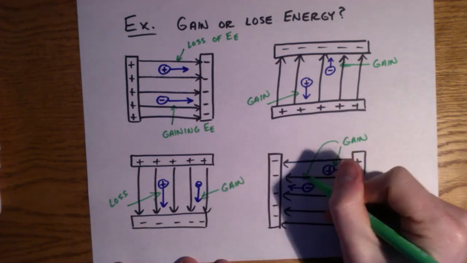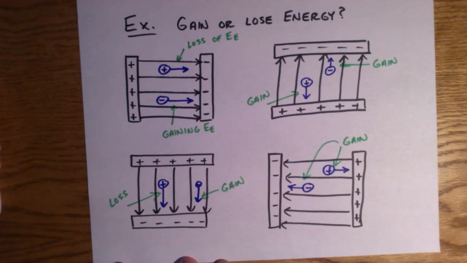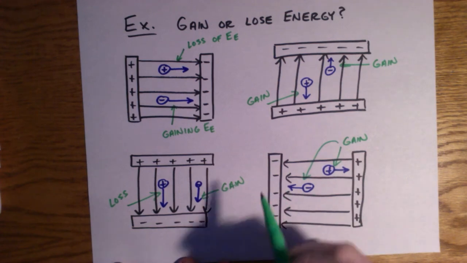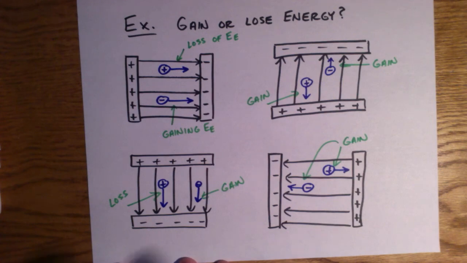And likewise, this negative charge is also gaining electric potential energy. It does not want to be near this negatively charged plate. Hopefully you guys are seeing a little bit about how to determine whether or not energy is lost or gained, and maybe a little bit about why it's actually gaining or losing this energy.